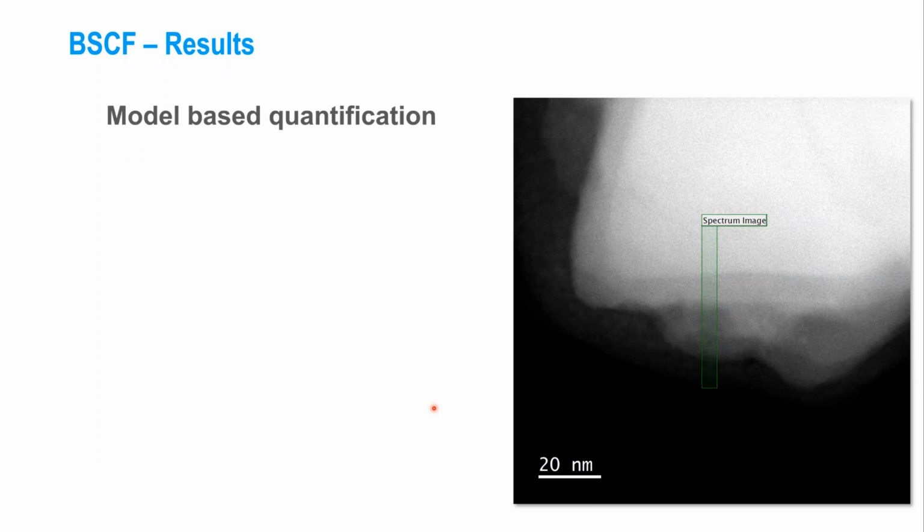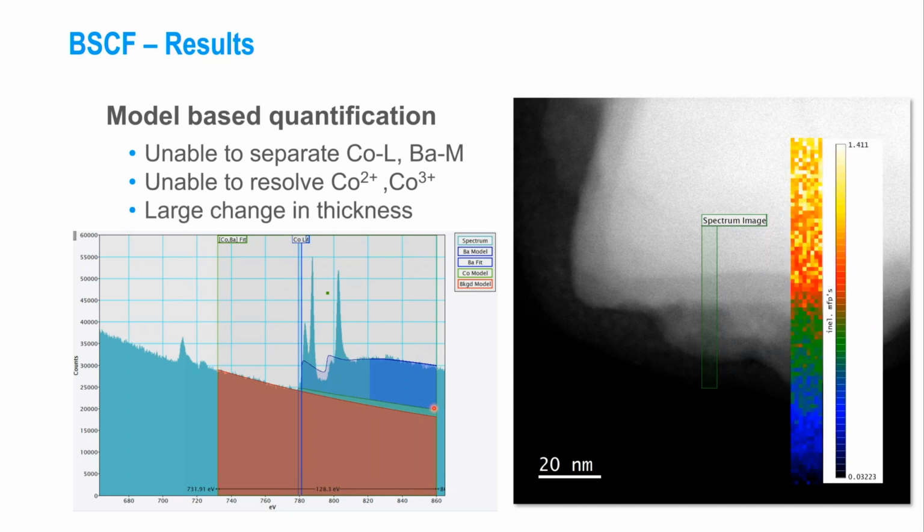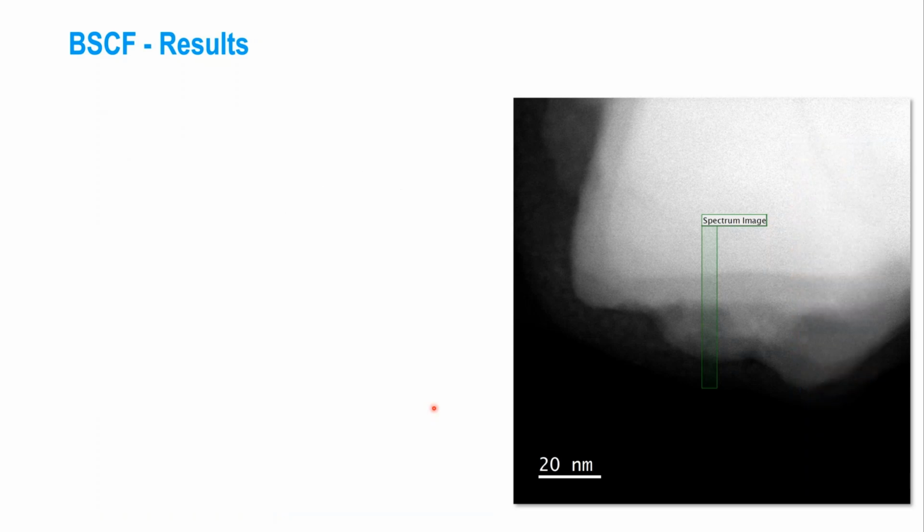So let's just think about what would happen if we use model-based quantification. We're unable to separate the cobalt L and the barium M. We're unable to separate the cobalt 2 and the cobalt 3. So there's limited things that we can do to solve our materials problem using the older quantification method. This sample also has a large change in thickness. So all of these things lead us to think, it's lucky that we have this new standards-based quantification method because we can deal with all three of those points.